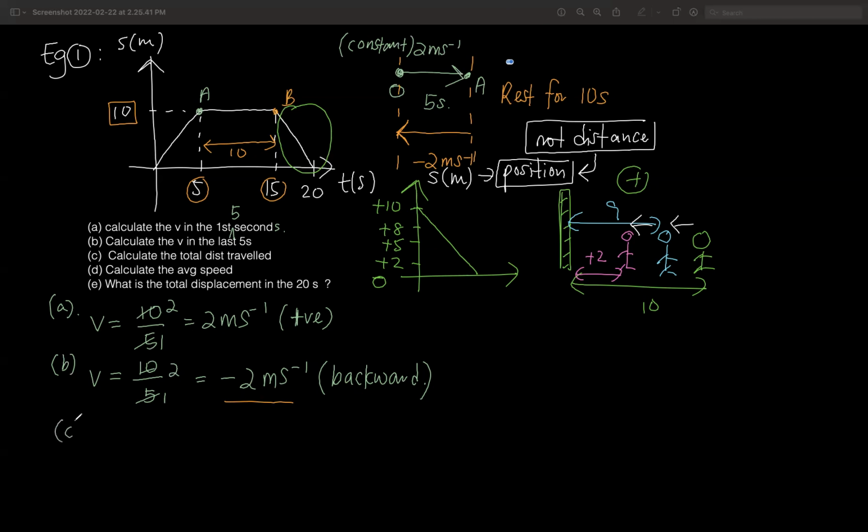Right, C. Calculate the total distance traveled. What is the total distance? Is it 10? No, huh? Okay. Now, when you see this 10, doesn't mean that the answer is straight away 10, because this is what? Position, right? So you look at the motion that I sketched. I go to the right 10 meter. I come back 10 meter. What is the total distance? 10 plus 10, 20. This is my answer.